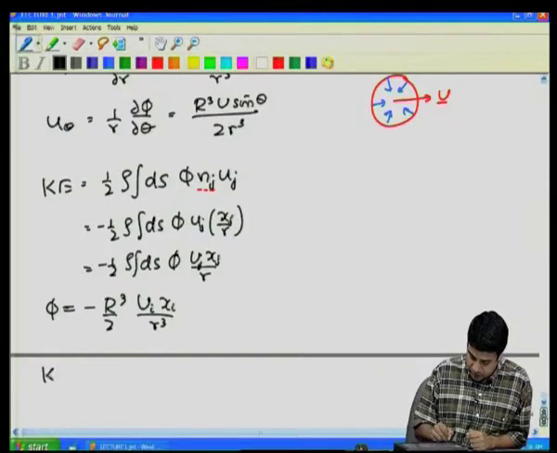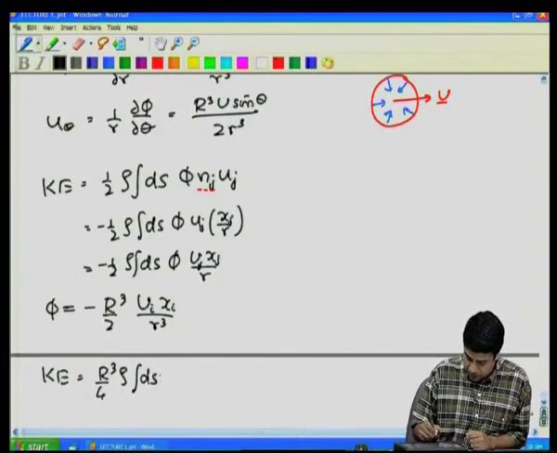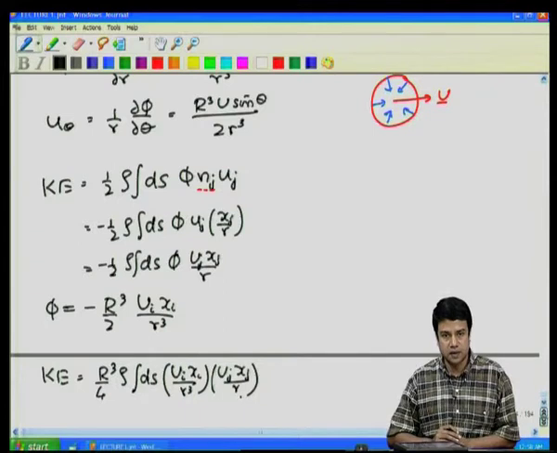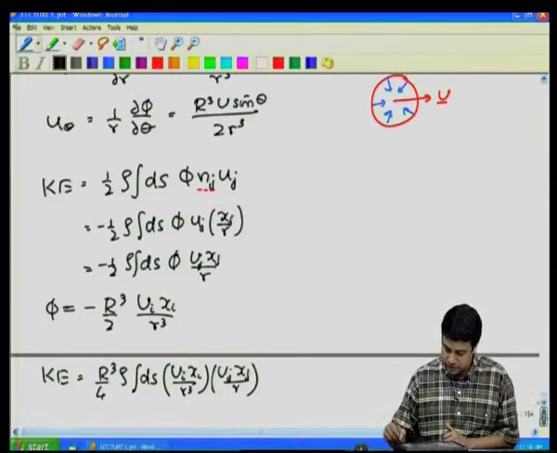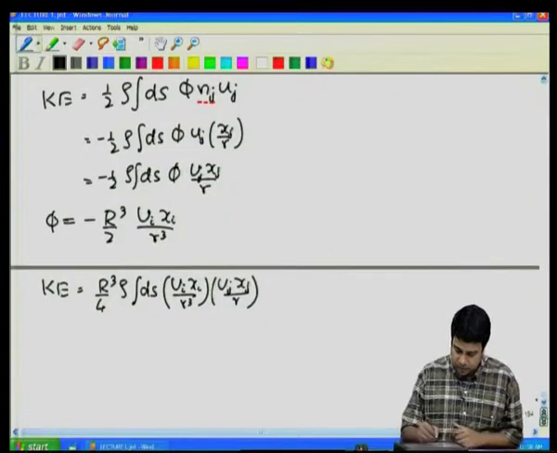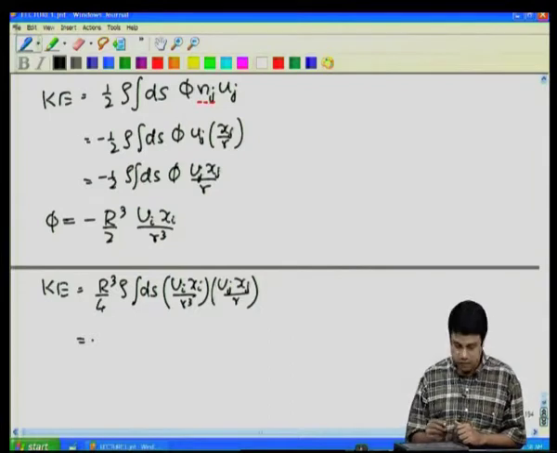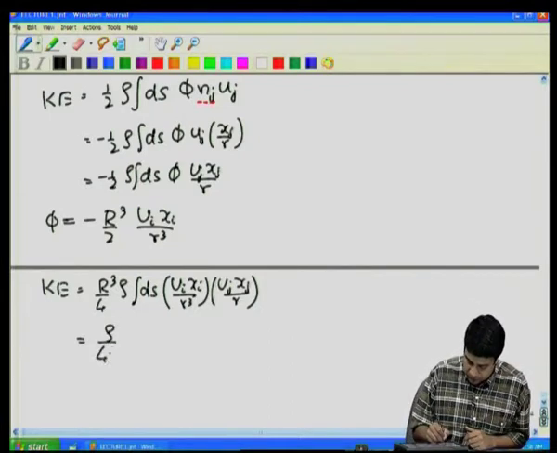Therefore, the kinetic energy becomes R cubed by 4 times rho integral dS of U_i x_i by r cubed into U_j x_j by r. This integral is over the surface at r is equal to capital R. And I can set r is equal to capital R here to get rho by 4 capital R integral over the surface.